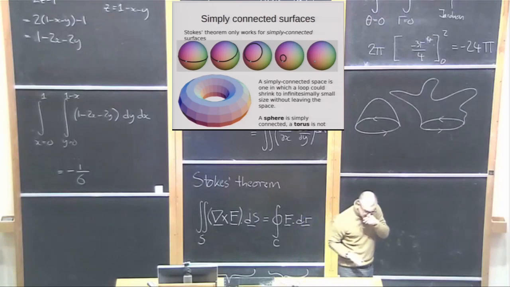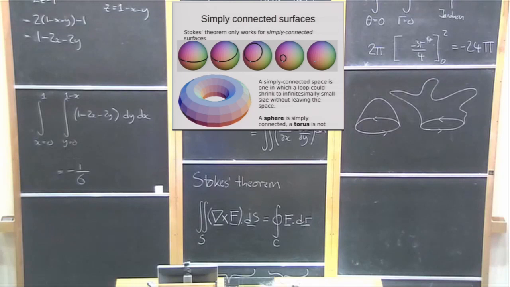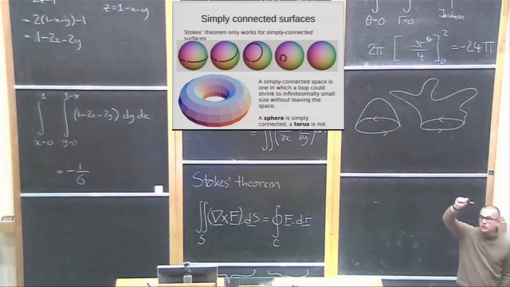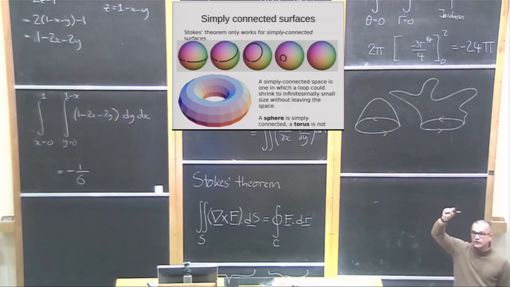Okay, so I've said that Stokes' theorem only works for simply connected surfaces. What is a simply connected surface? A simply connected surface is best thought of and remembered in the following way. You consider your surface, and if you want to work out whether or not it's simply connected, you draw a loop of any size on your surface, and then you see whether or not you could shrink your loop to an infinitesimally small length without it ever leaving the surface.